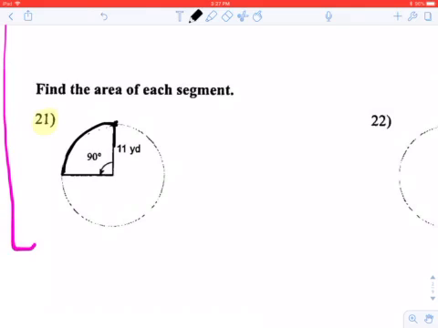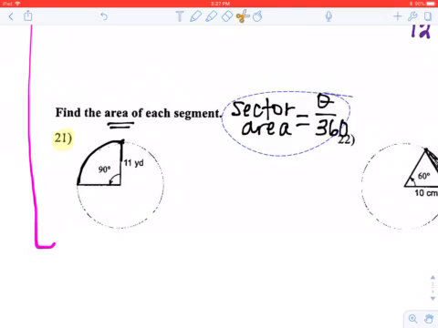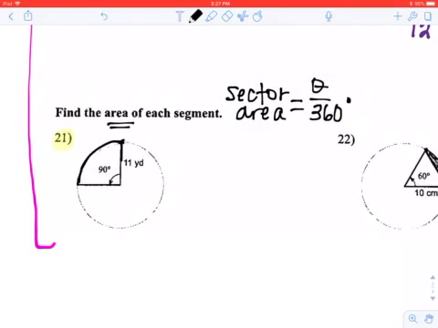So this is find the area of a sector. Area, not arc length. So what is our formula? Oh yes, it is sector area is equal to theta over 360. Wait a second, this looks familiar. Isn't this just like arc length times pi r squared? So it's not like arc length because this is no longer 2 pi r. It's pi r squared. But it's almost the same. So let's plug it in and find the sector area.